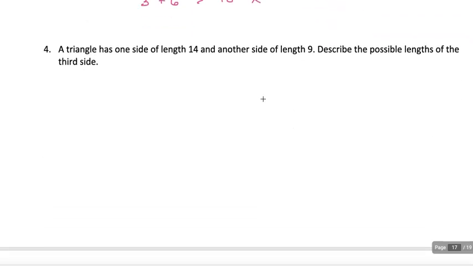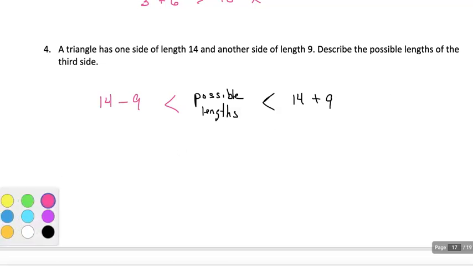So a triangle has one side length 14 and another side length of 9. Describe the possible lengths. So here's how to get the possible lengths of your third side. The third side has to be less than the sum of these two sides, and it has to be greater than the difference of those two numbers. All right, so that's how you get your possible lengths for your third side.